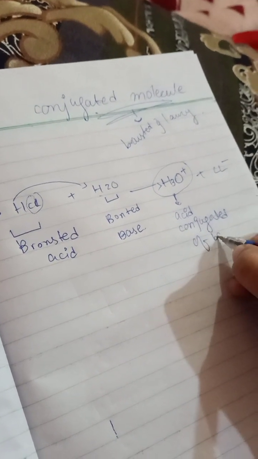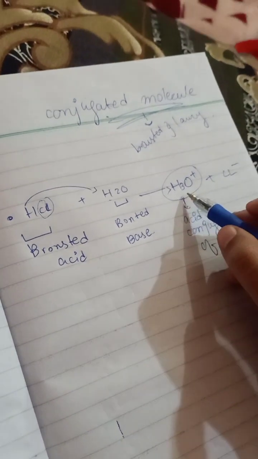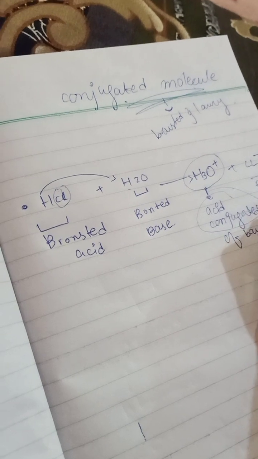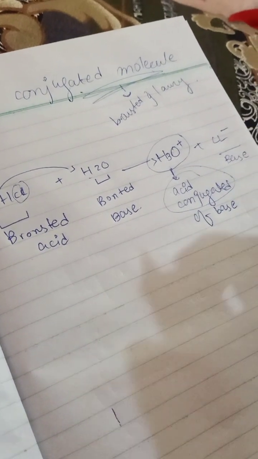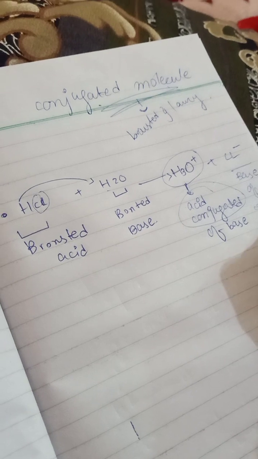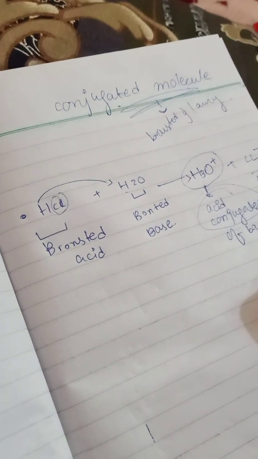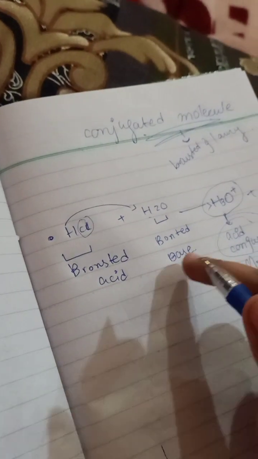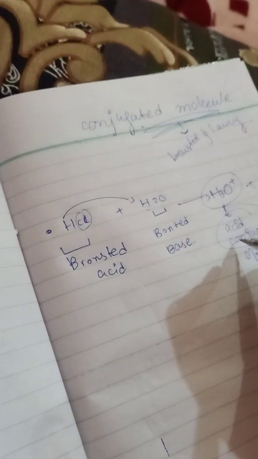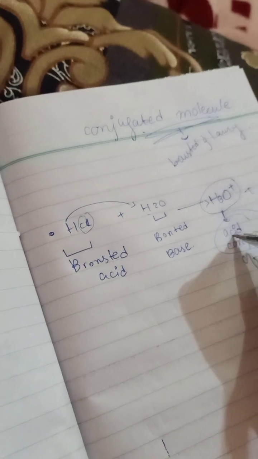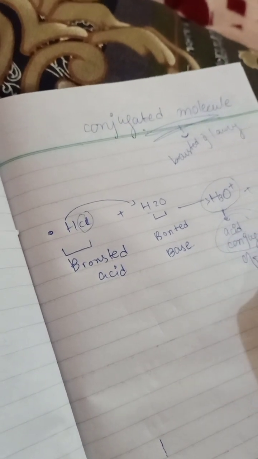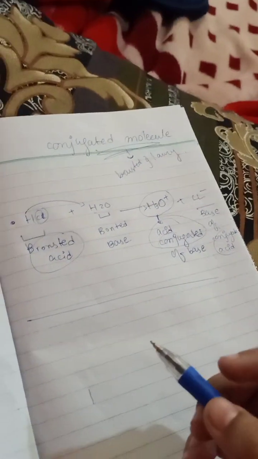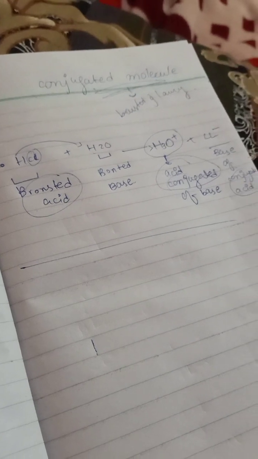conjugated of base. This hydronium ion, see, that is an acid and that is a base, but base of what? This is the base of conjugated acid, because it is forming from the base, from the water, so that's why we are calling it an acid, but the conjugated base of a conjugated acid. Understand? With the help of the next example, you can easily understand.